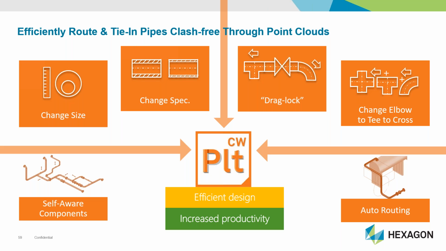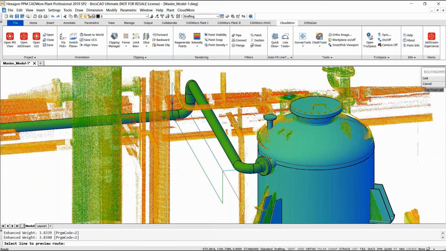In the bottom right, the auto routing capability, this allows you to route between 2 points and choose the best design. This saves time and optimizes designs by routing pipes automatically. And of course, all of these capabilities are all about making design more efficient and increasing the designer productivity. So here's an example of that.